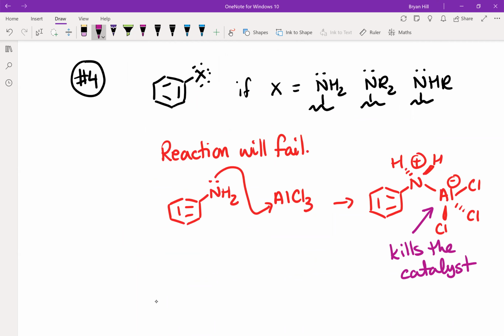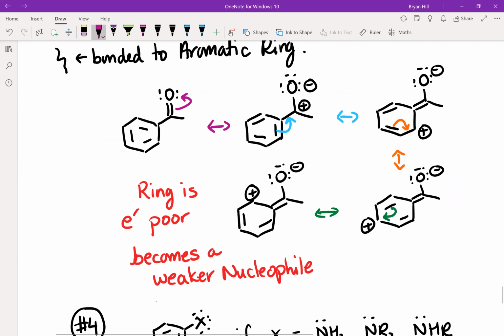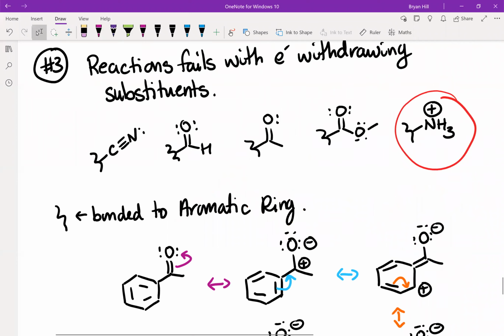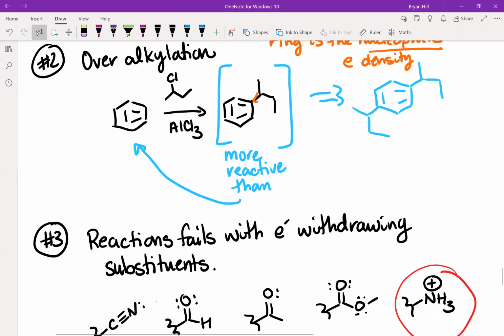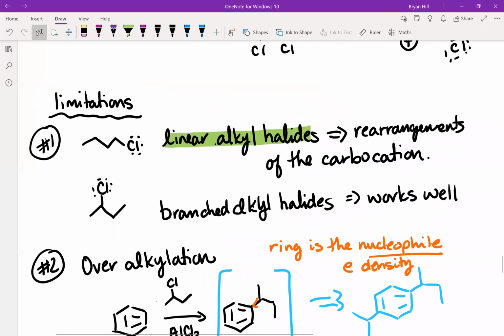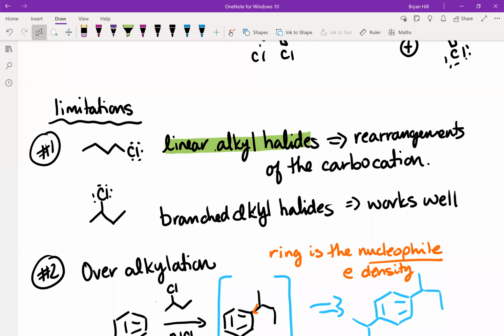And number two, it starts pulling electron density inductively towards it. So it ruins the reaction. Those are basically the four limitations. You can't have an amine bonded to the ring. You can't have strong electron withdrawing groups bonded to the ring. The second one, overalkylation, we'll deal with that stoichiometry wise. And the first one is just that with linear chained alkyl halides you sometimes get rearrangements.